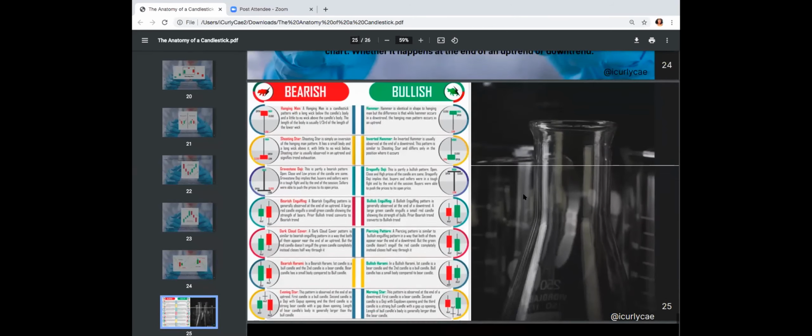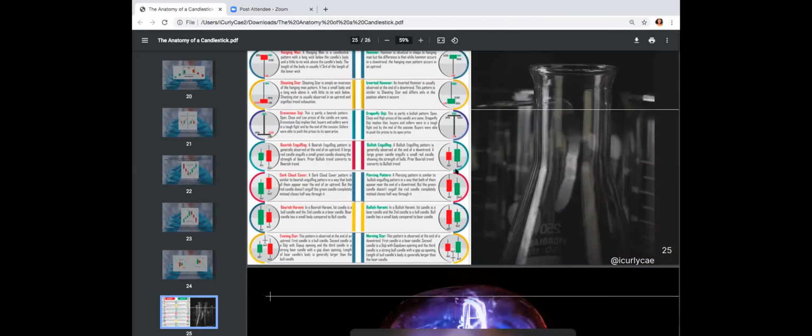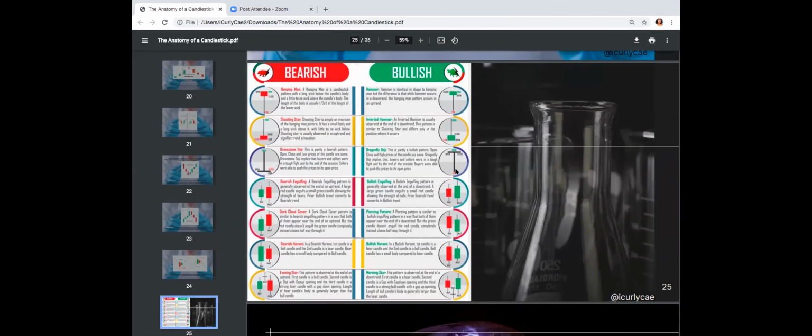Now, I also put on here, just for you guys who are going to watch this at a later time, a little cheat sheet, something for you to refer back to. I don't know if you can zoom in on it or not, but if not, you can always go online, search bearish and bullish candlestick patterns, and just study that.